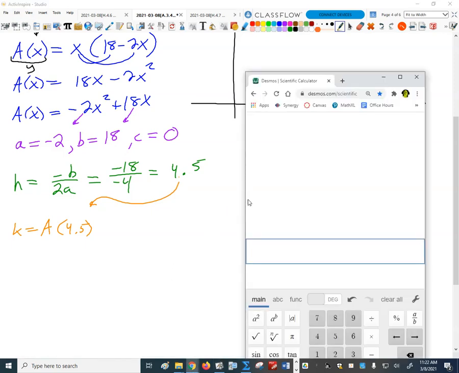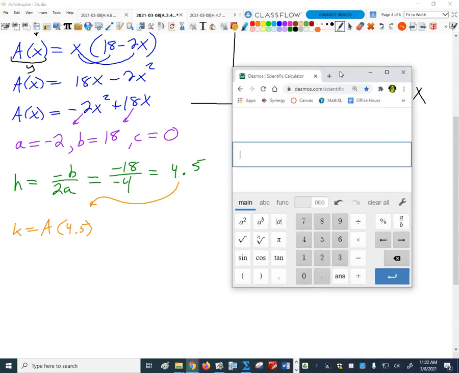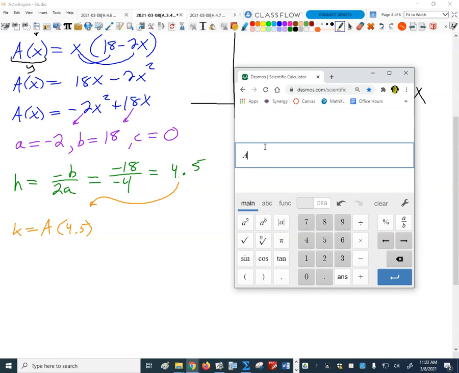So in Desmos, I'm just going to define my function, first of all, right? So I've got A of X. Remember this trick? This is so useful. A of X equals -2x squared plus 18x. And then I'll just go down to the next row and I'll evaluate my function at 4.5. Look what I get, 40.5 for my answer.